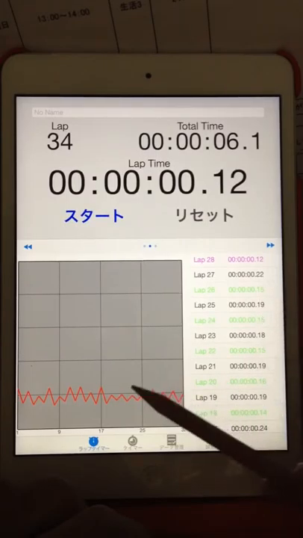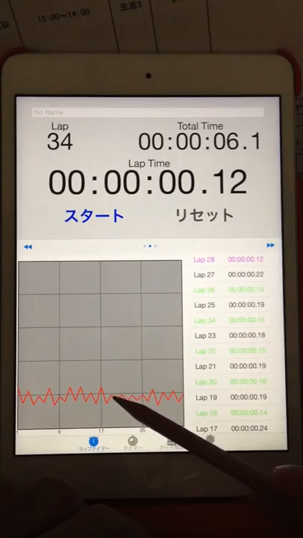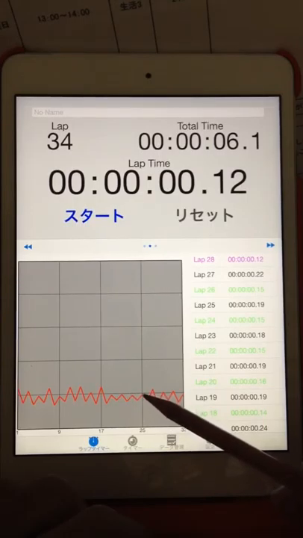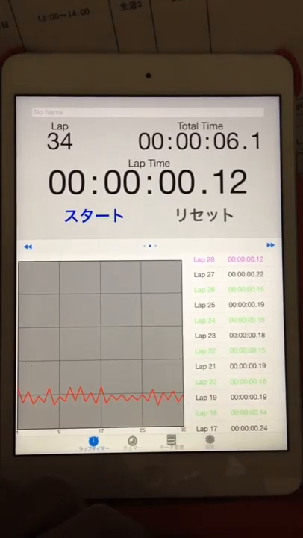The difference is 3, 4, 3, 4. The difference is 30 milliseconds, 40 milliseconds, 40 milliseconds, 30 milliseconds, 40 milliseconds. So 3 over 4, divided by 3/6 equals 8%.